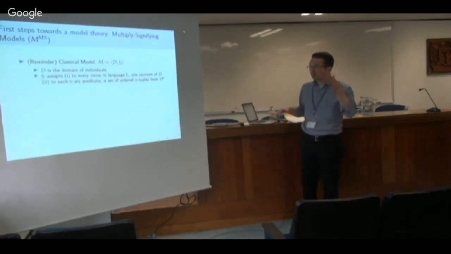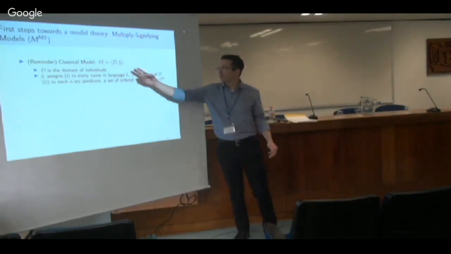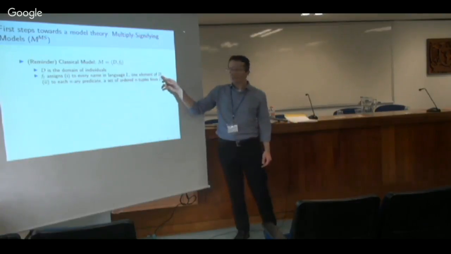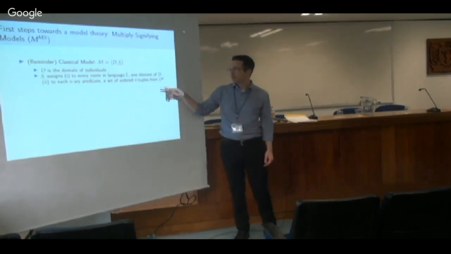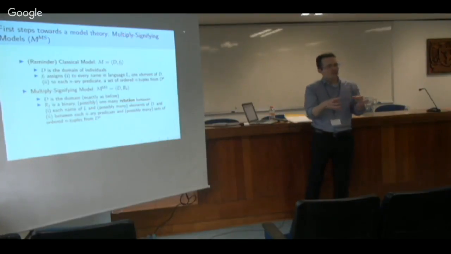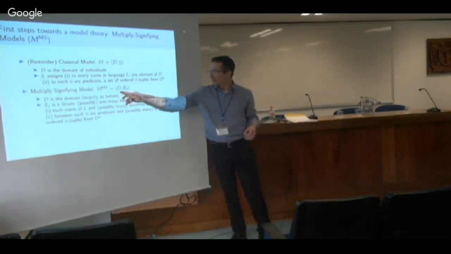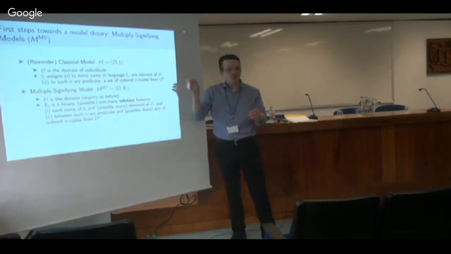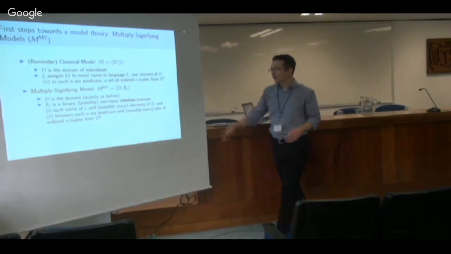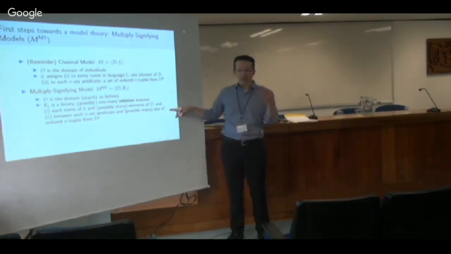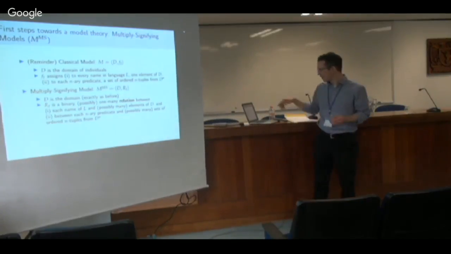What does this look like model theoretically? So first, just a quick reminder: a classical model is an ordered pair consisting of a domain and an interpretation function. D is the domain of quantification. And the interpretation function assigns to every name in the language one element from the domain of discourse, and to each n-place predicate, a set of ordered n-tuples from D^n. A multiply signifying model, which is what we're going to use to represent confused terms, has a domain exactly as before, but there's a difference. Instead of having an interpretation function, we have an interpretation relation which we explicitly allow to be one-many. So each name can be related to possibly many elements of the domain, and each n-place predicate can be related to possibly many sets of ordered n-tuples.